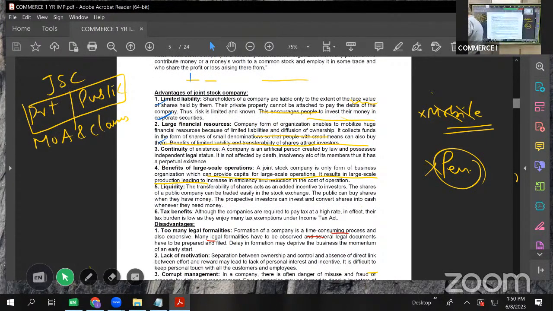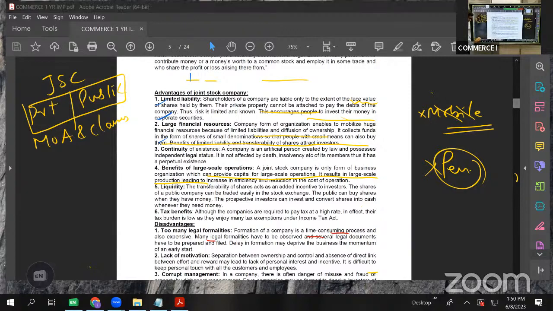So if you are perfect with features of joint stock company, whatever good things are there will be the advantages. Whatever negative things are there are the disadvantages. These things we have already done. While doing the features, we have already learned, isn't it? See, what is the first one? Limited liability. The liability of shareholder is limited to the value of shares held by him.